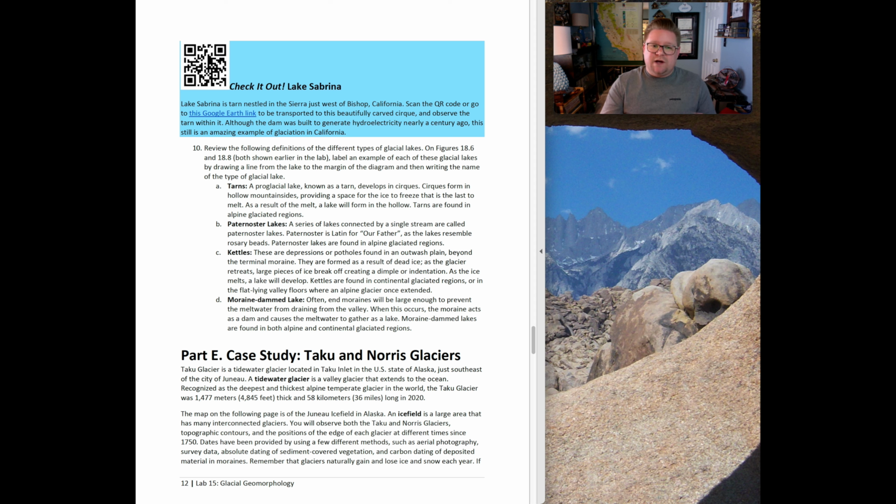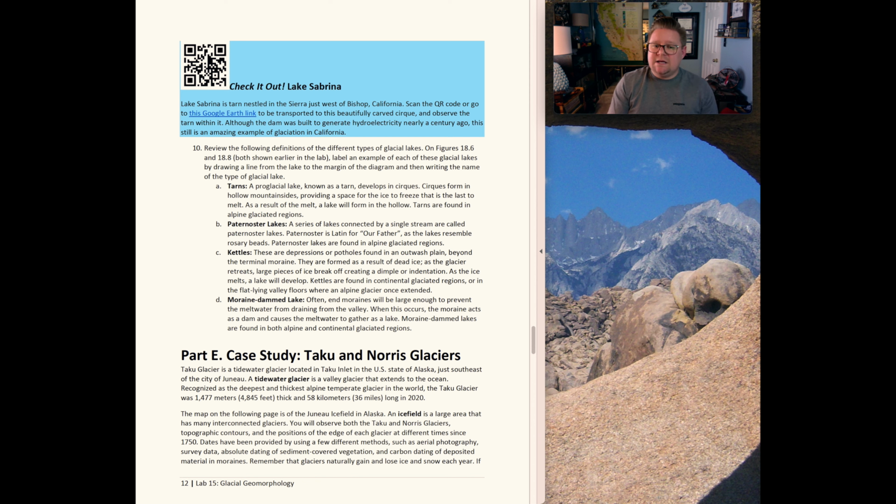So question 10 down here says, review the following definitions of the different types of glacial lakes. So you've got tarns, paternoster lakes, kettles, and moraines. And for this one, you're actually going to go back to figures 18.6 and 18.8, both shown earlier in the lab, and you're going to identify some of these types of lakes in those diagrams. Once you've completed that, that will wrap up this part of the lab, and we'll be moving on to Part E.